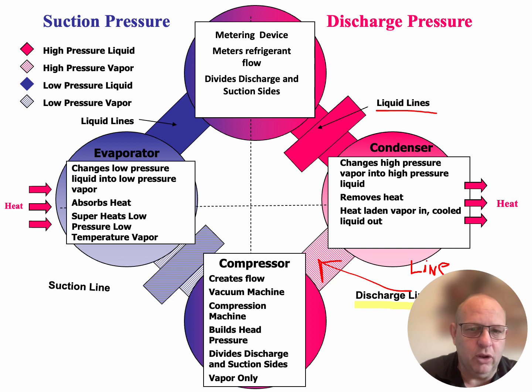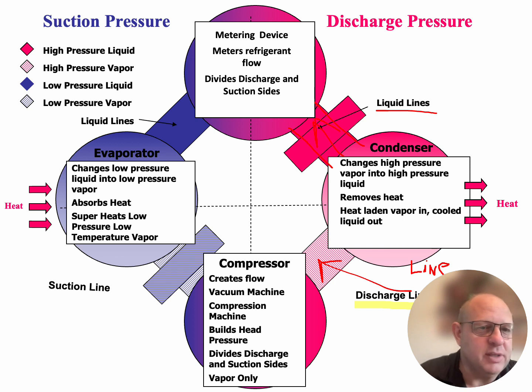Another line that I want to look at is up here between the condenser and the metering device, and that is our liquid line. That's the line that's running in between here and here. That's not that rectangle, and I'll go over that rectangle in a little bit, but it's the line that is connected between the condenser and the metering device, and that is a high pressure, high temperature, subcooled liquid refrigerant flowing into the metering device.